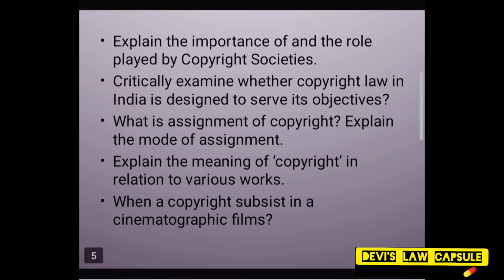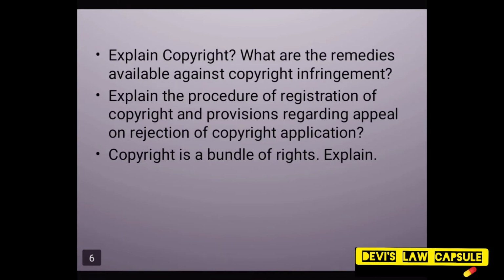Next, you have to go through topics like role played by the copyright societies, meaning of copyright in relation to various works, when a copyright subsists in cinematographic films, objectives of copyright, what is assignment of copyright and explain the mode of assignment. Another important area is remedies available against copyright infringement, procedure for registration of copyright, provisions regarding appeal on rejection of copyright application. So these are the important essay questions of copyright that can be asked for the exam.